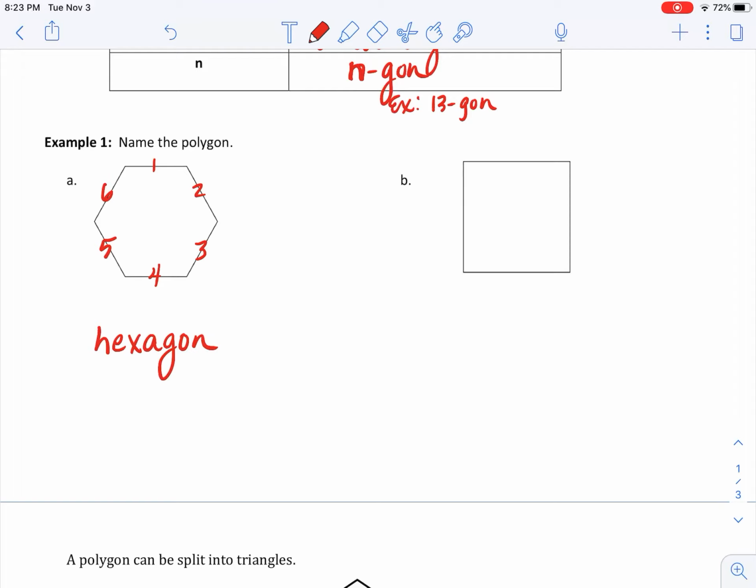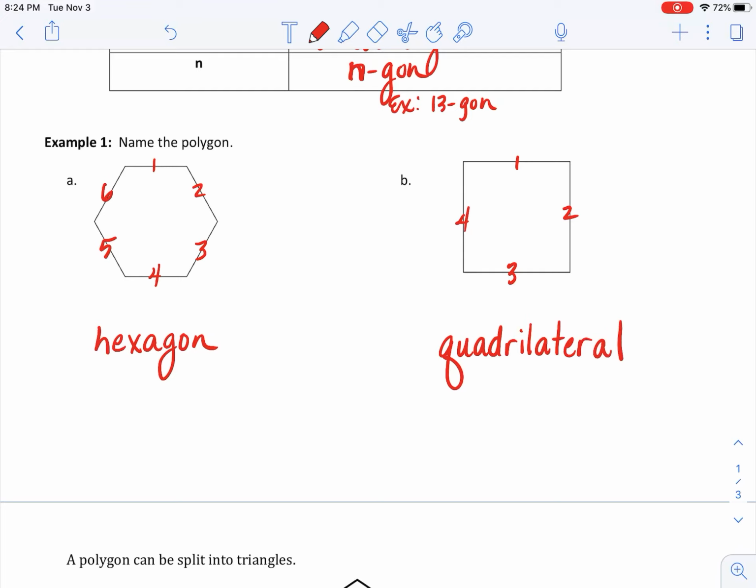The next one, you might think it's a square, but we don't really know if it's a square. A square has to have 4 right angles. It sure looks like they're right angles, but since I don't see the box in any corner there, and I also don't know that all the sides are the same, we just want to call it a quadrilateral.